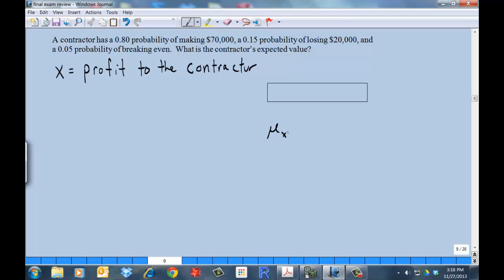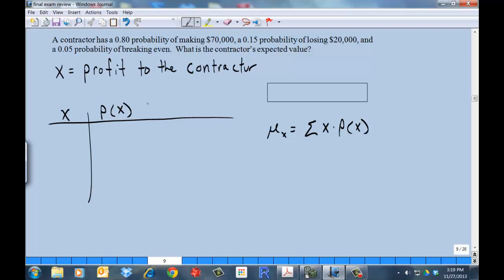Remember, expected value of a discrete random variable is the sum of x times p of x. So what we have to do is make a table where we list out the values x that the variable can take on, and then we list out the associated probabilities. And then the last column is the average, which is the x times p of x column.